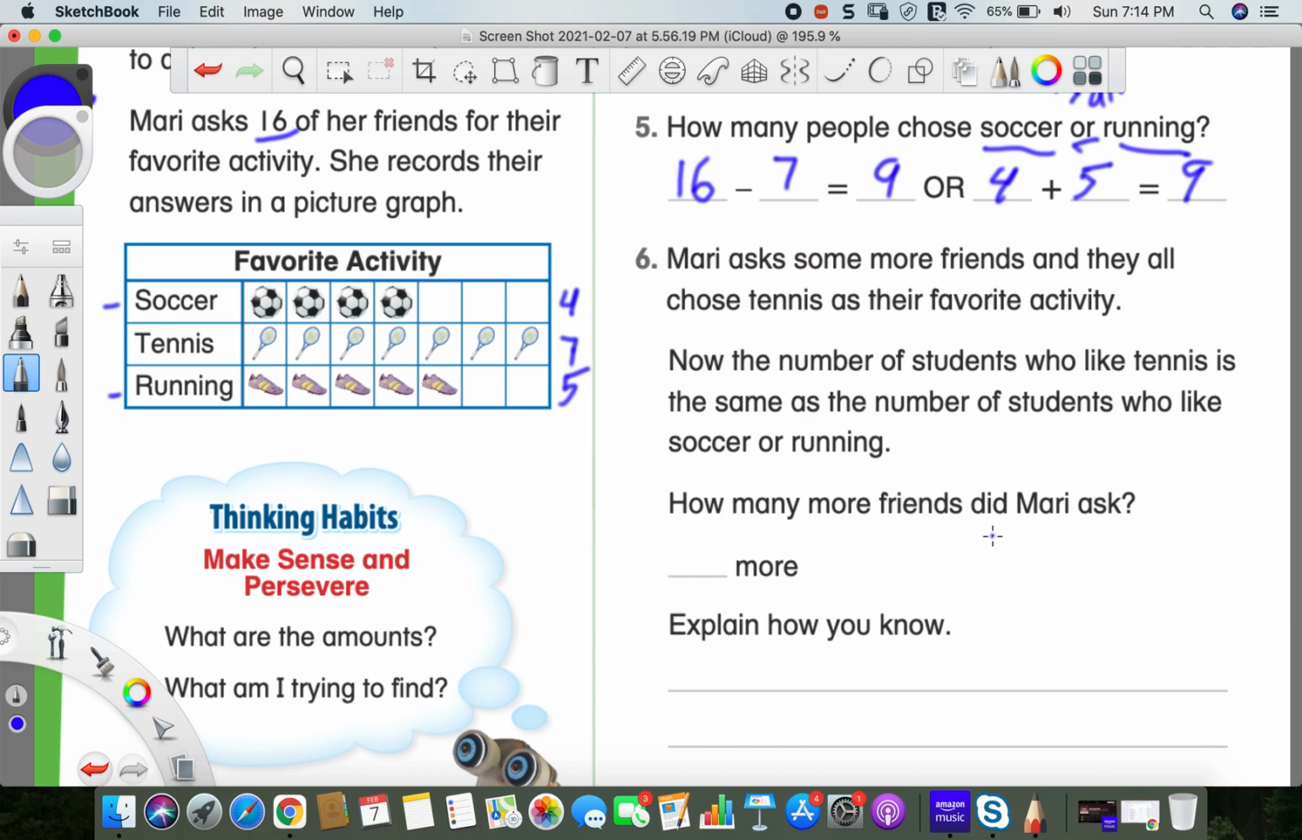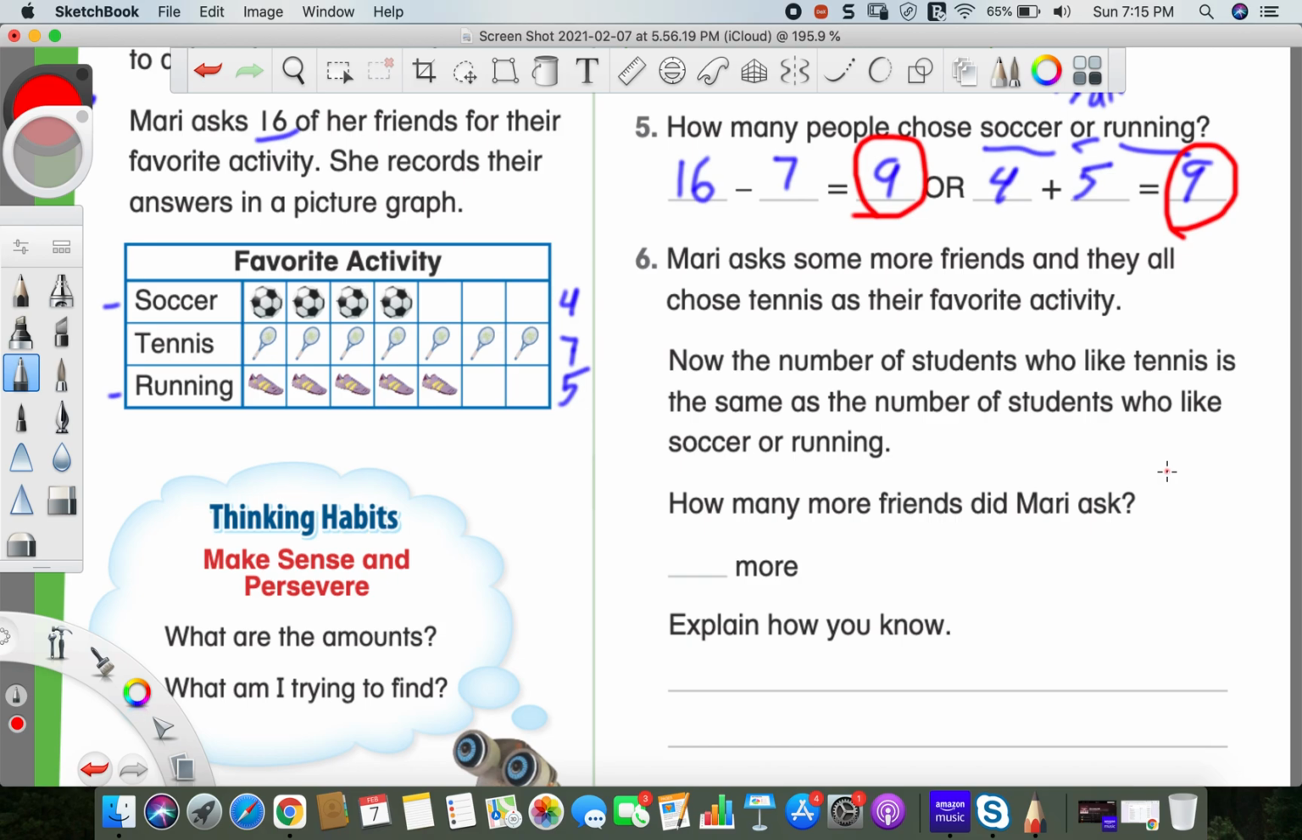So, this gets a little tricky. We already know how many friends voted for soccer or running, right? Let me change my color here. So this was that number we got, right? No matter how we solved it, we got 9. Now they're saying that the tennis votes increased because she has some more friends. The amount of tennis votes grew to this number. So how many more votes does she need to get all these votes up to this new total?